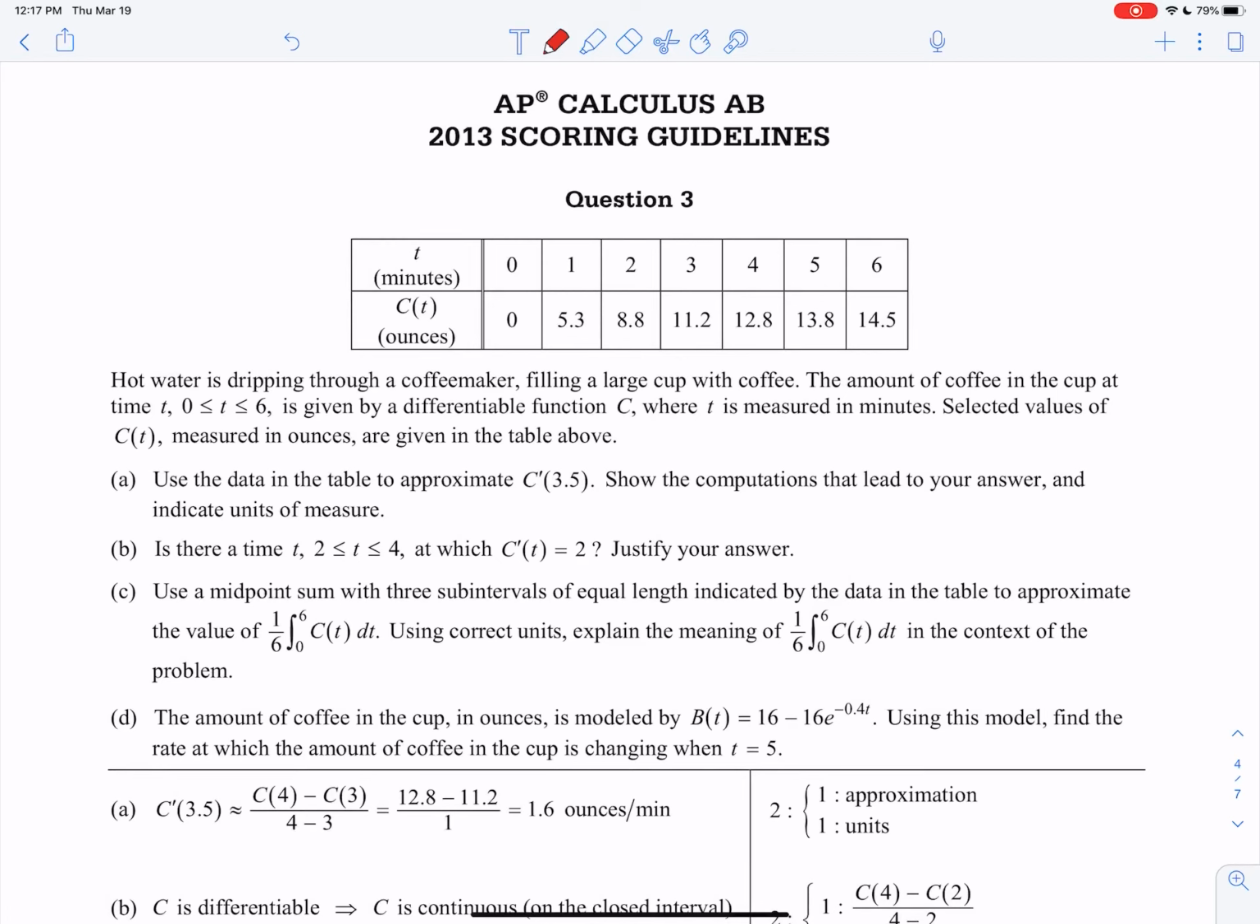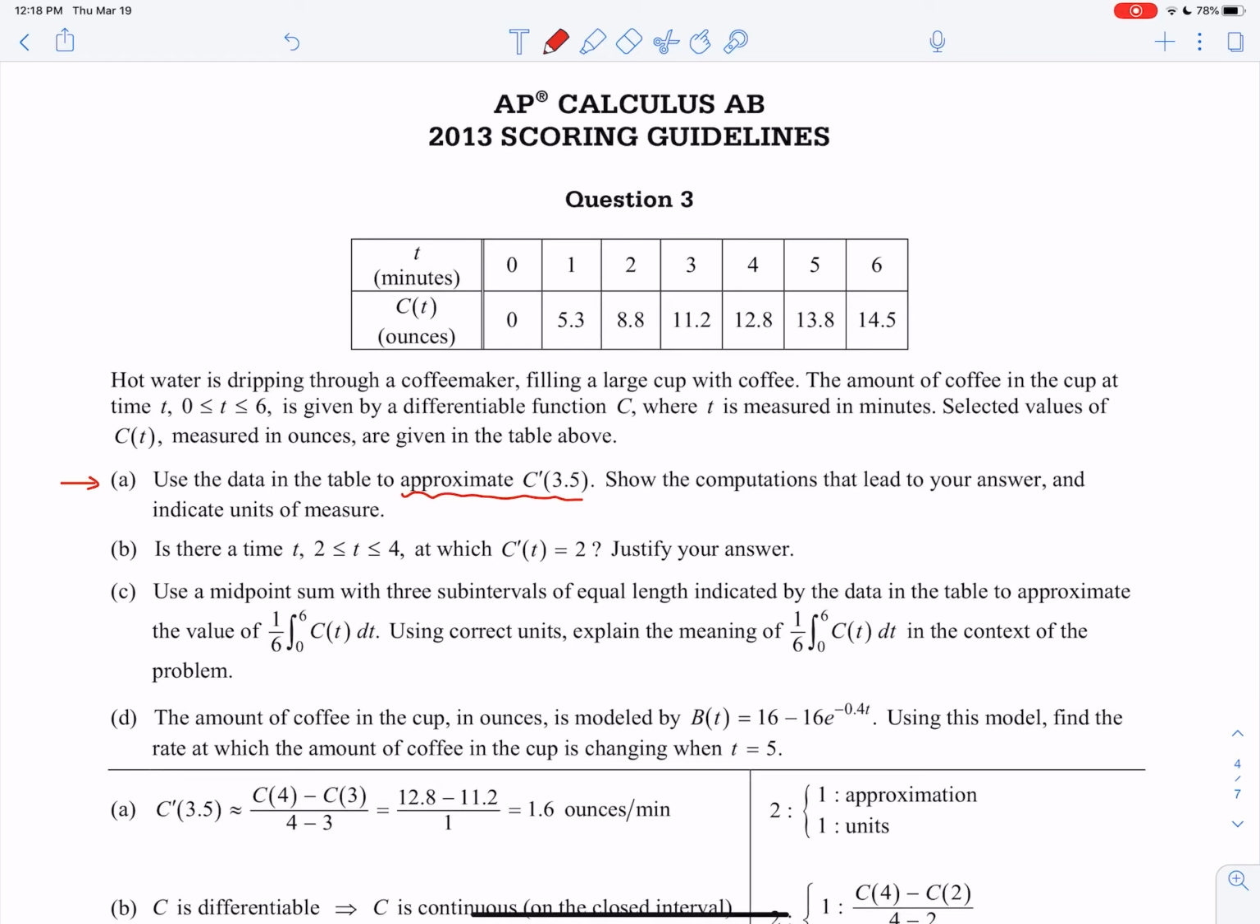Here's 2013 question 3. It's a Riemann sum table problem. Let's jump straight into it. Part A, they're asking us to approximate a derivative, or approximating a rate, or in this case, approximating an instantaneous rate of change, our IROC here, okay?